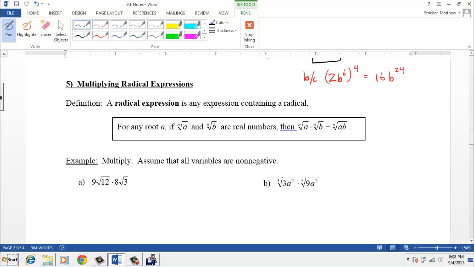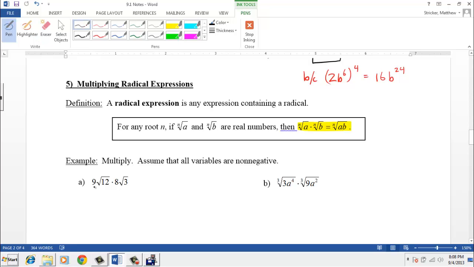The next section is how do we multiply radical expressions? Well, we're going to use this property that says that if we multiply a root times a root, we can combine the radicands and multiply them underneath the same root.